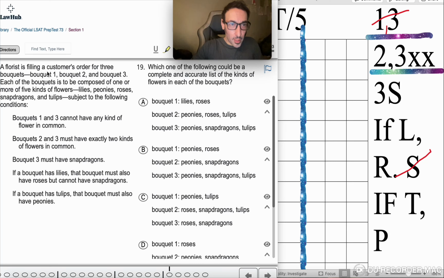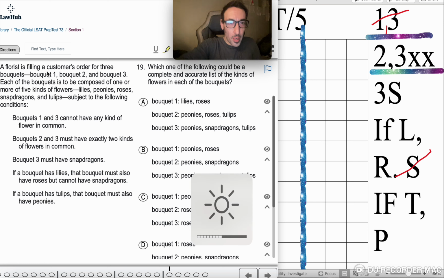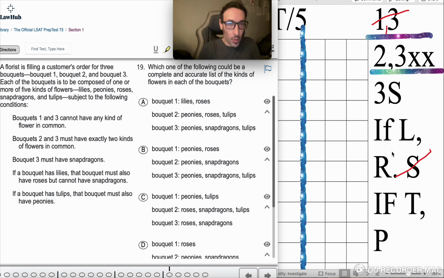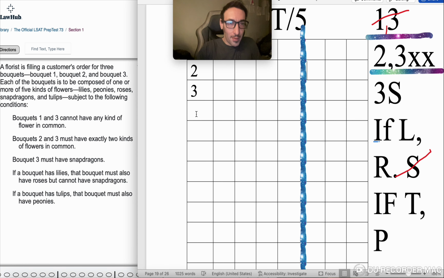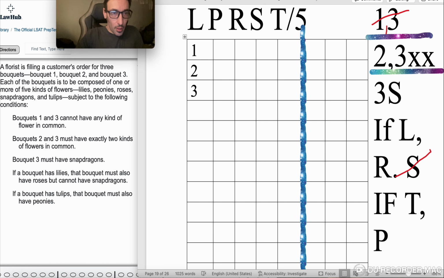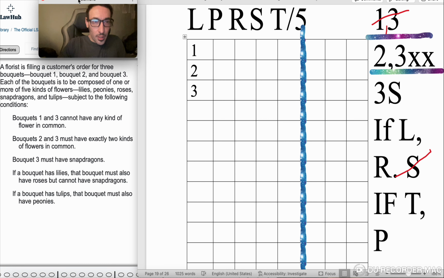A florist is filling a customer's order for three bouquets: bouquet 1, bouquet 2, and bouquet 3. Each of the bouquets is to be composed of one or more of the five kinds of flowers: L, P, R, S, T, subject to the following conditions.